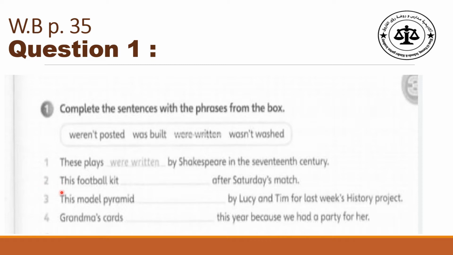Okay, number 2, let's think about it. This football kit after Saturday's match. Excellent. This is singular. We use was. Was what? Excellent. Wasn't washed. Number 3, this model permit by Lucy and Tim for last week's history project. Yes, was built. Number 4, grandma's cards this year because we had a party for her. Grandma's cards weren't posted.